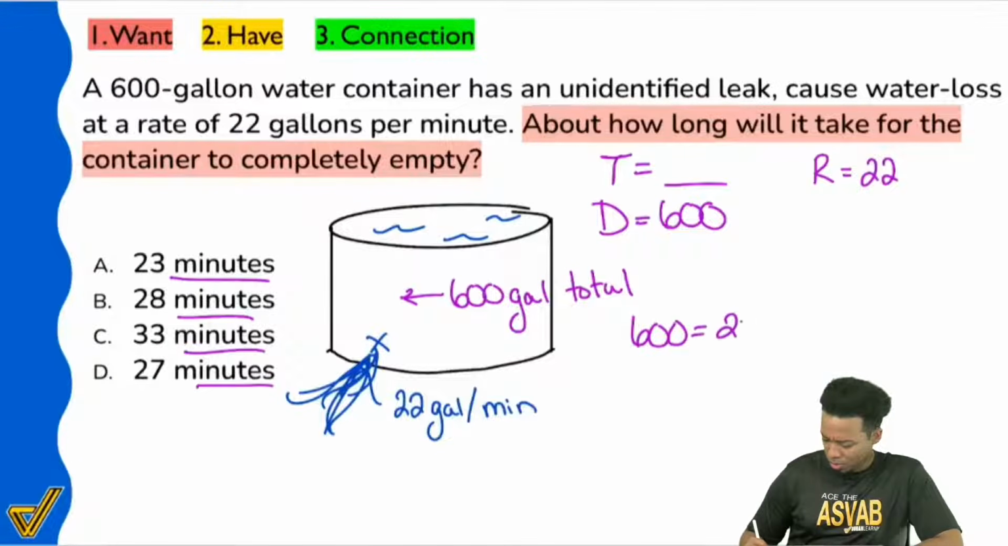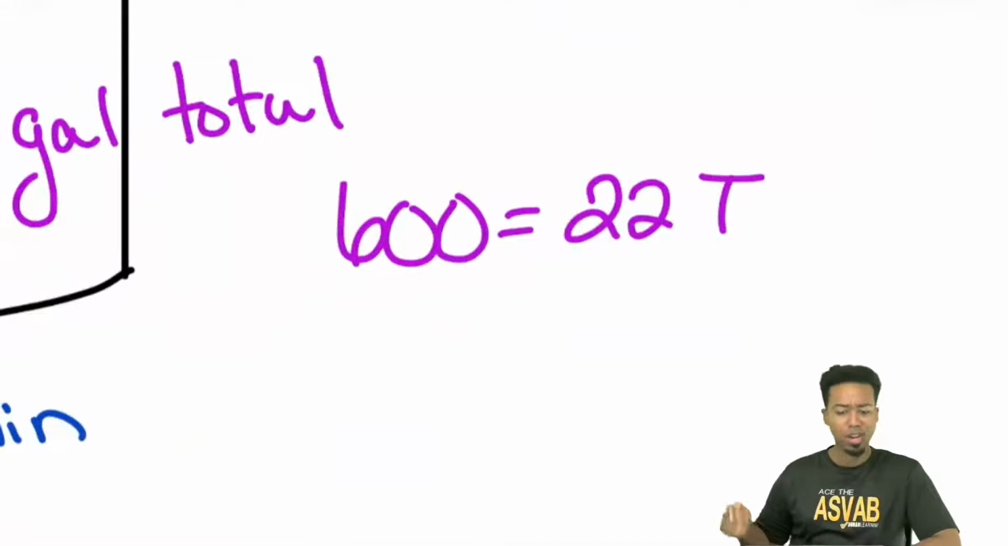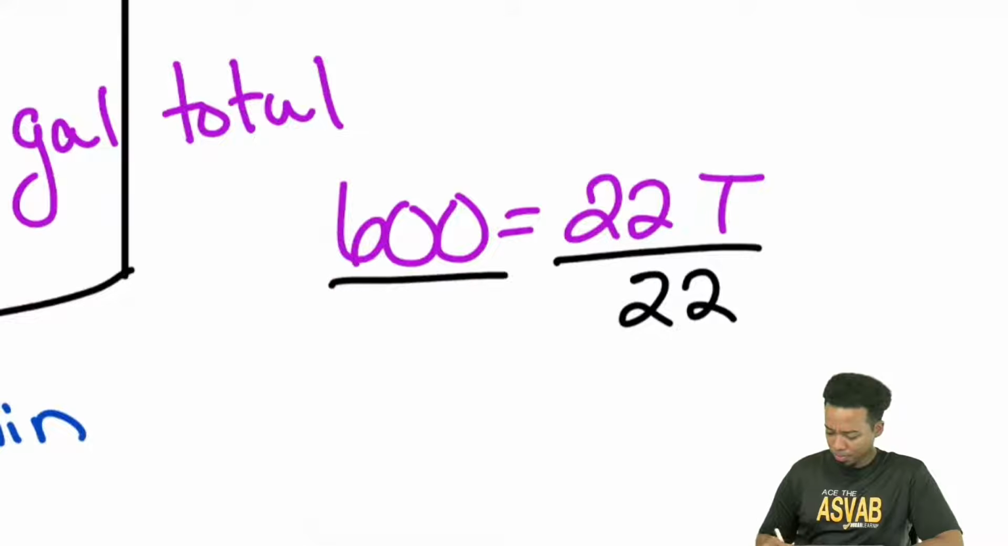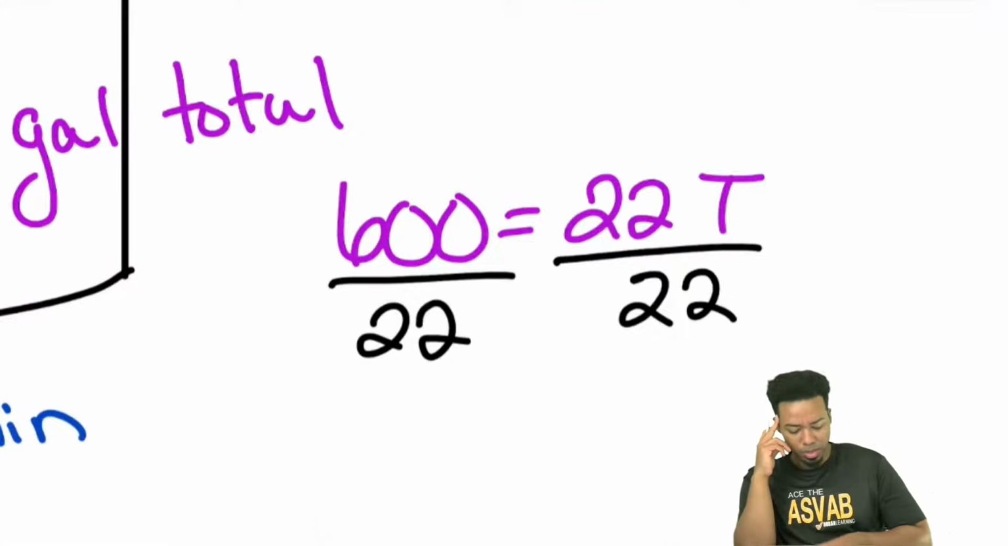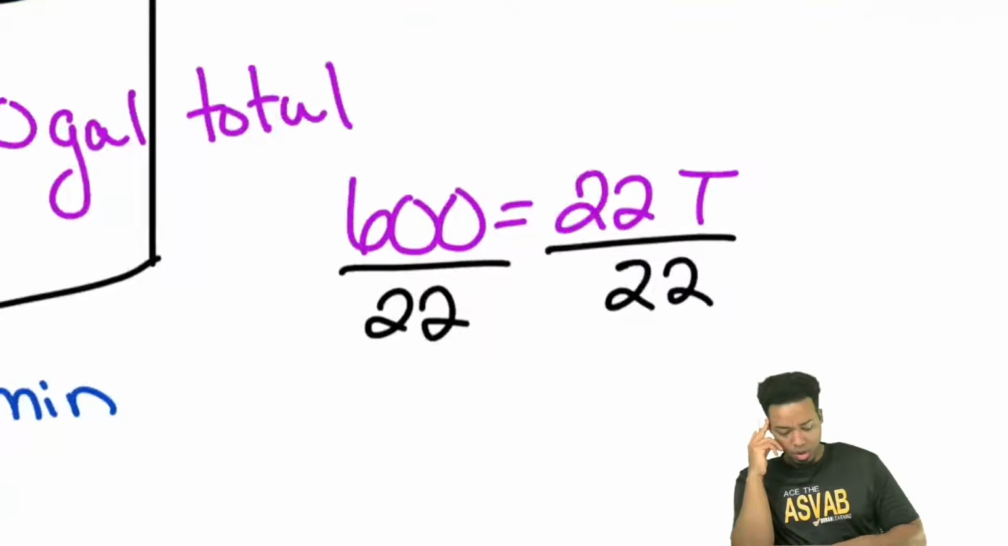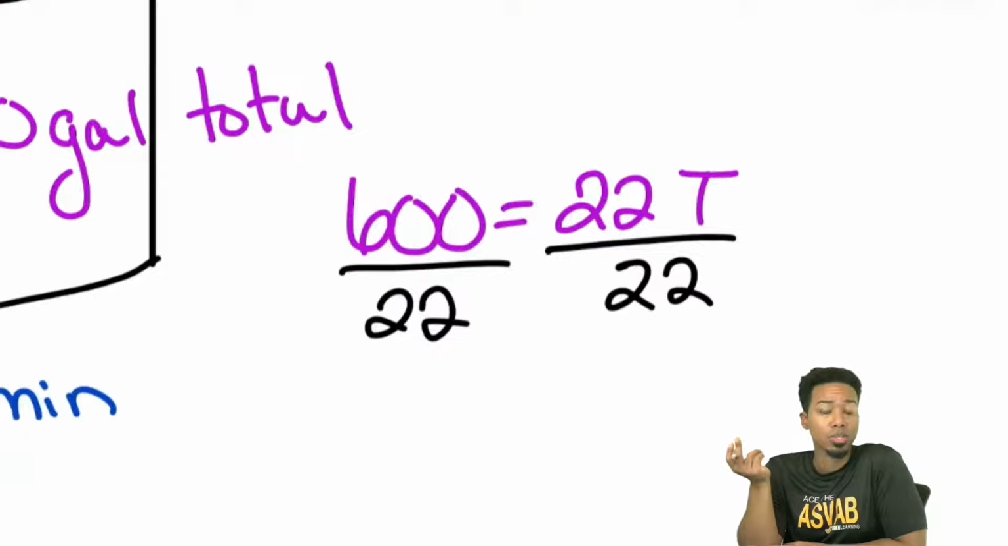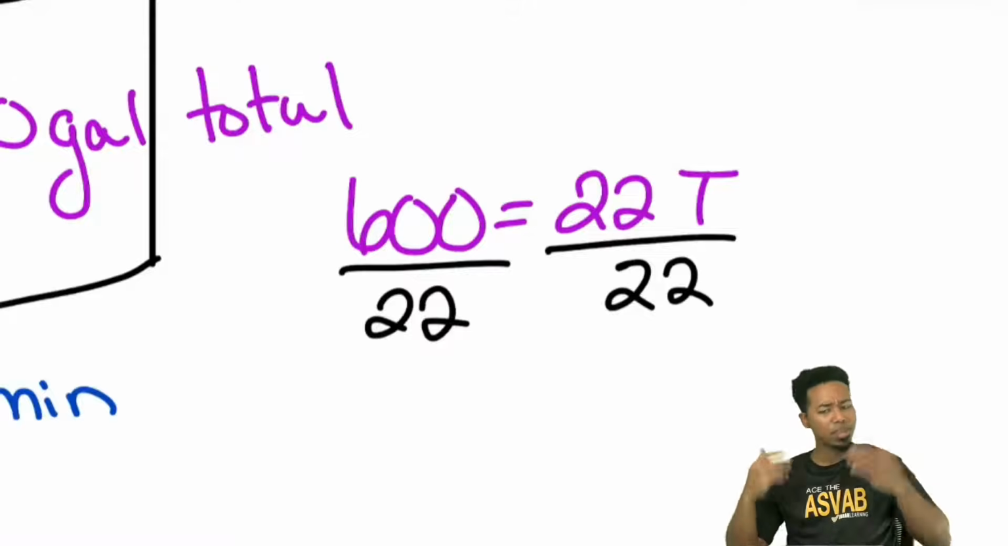600 equals 22 times t right here. Solve this and we're done. I'll divide both sides by 22. So everyone, what's the first thing that we can do? Well, if you're trying to do 600 divided by 22, you could try to simplify first. So you could try to divide the top and the bottom by 2. Again, trying to do some mental math where you can.